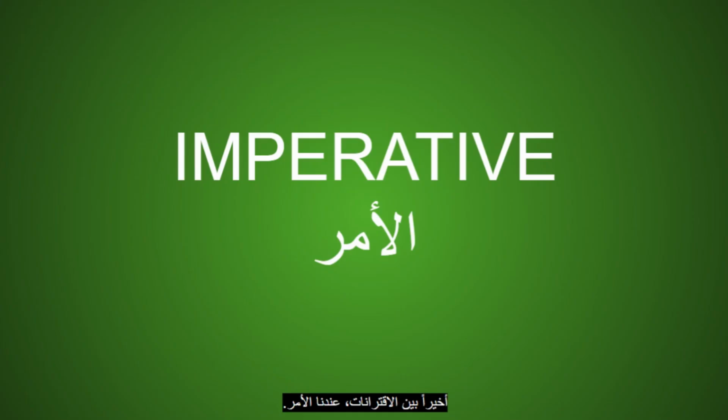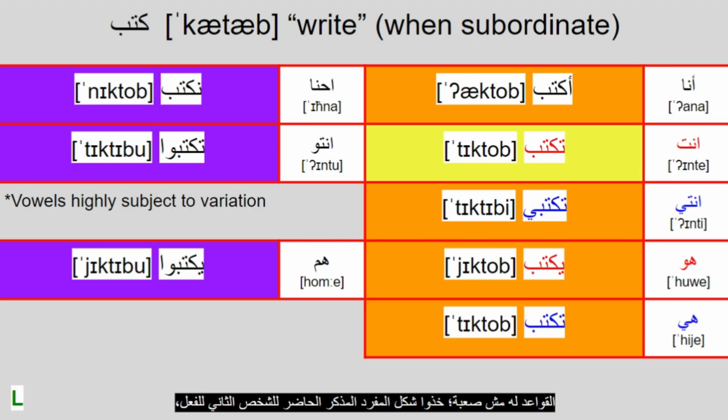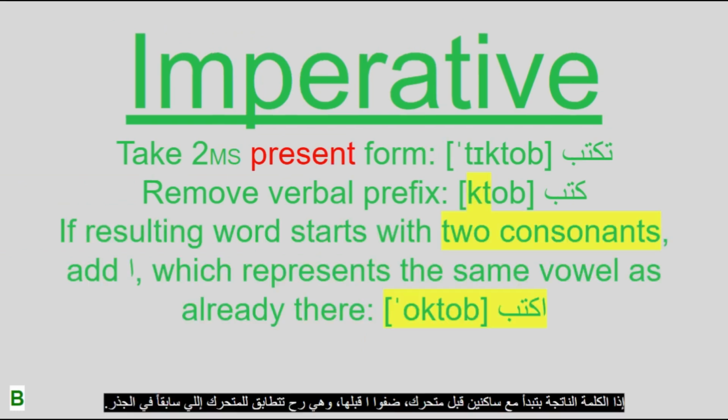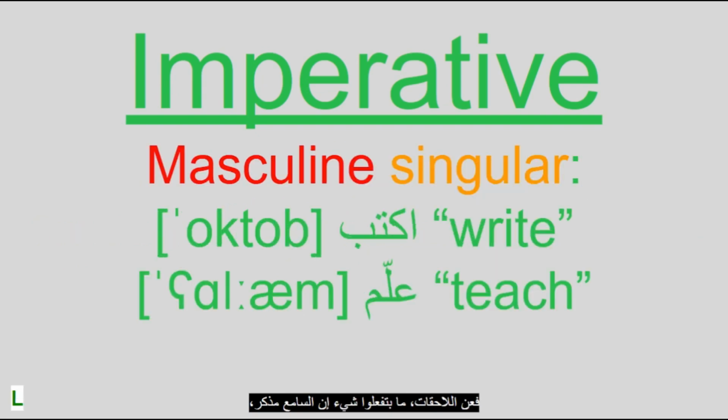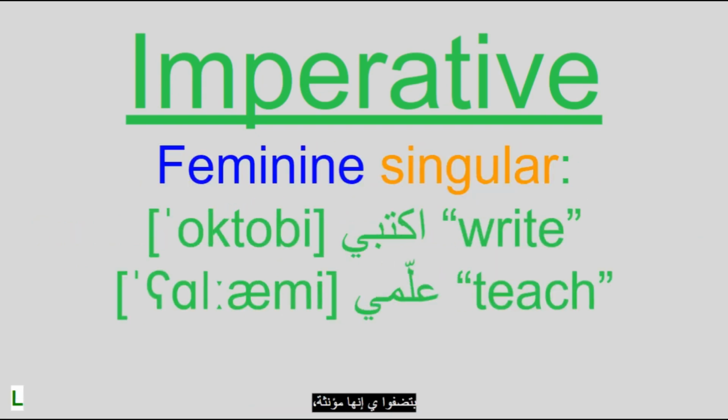Finally, for verb conjugations, we got the imperative. The rules for this aren't that hard. Take the second person masculine singular present form of the verb, and then remove the verbal prefix ta. If the resulting word starts with 2 consonants before a vowel, add an alif in front which will match the vowel already in the root. Otherwise, if the resulting word starts with only 1 consonant, the root stands as shown in this chart. Then for suffixes, you do nothing if the listener is masculine, add e if they're feminine, and u for plural.